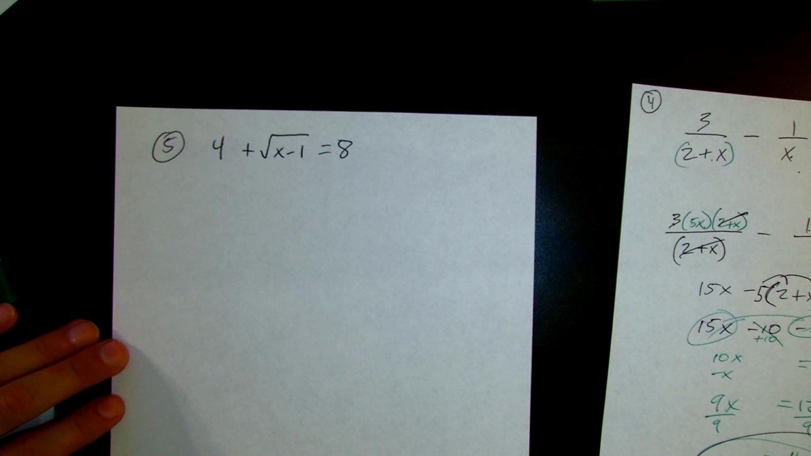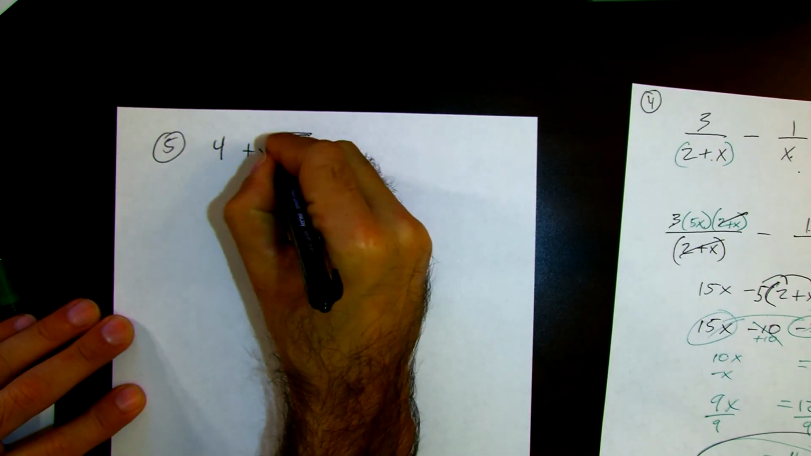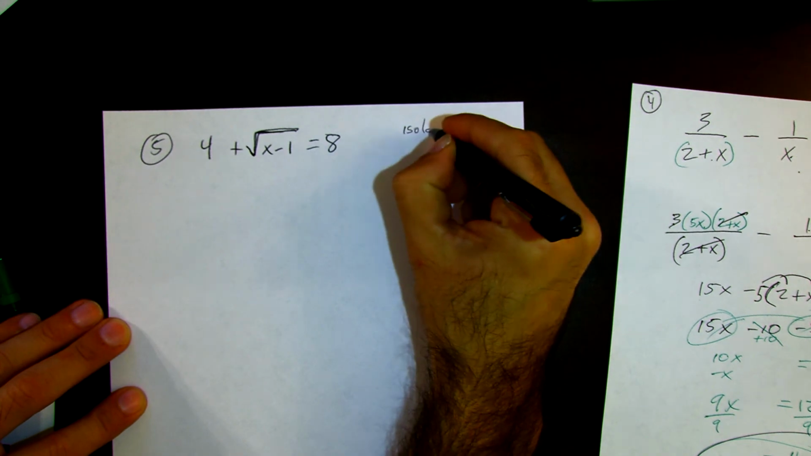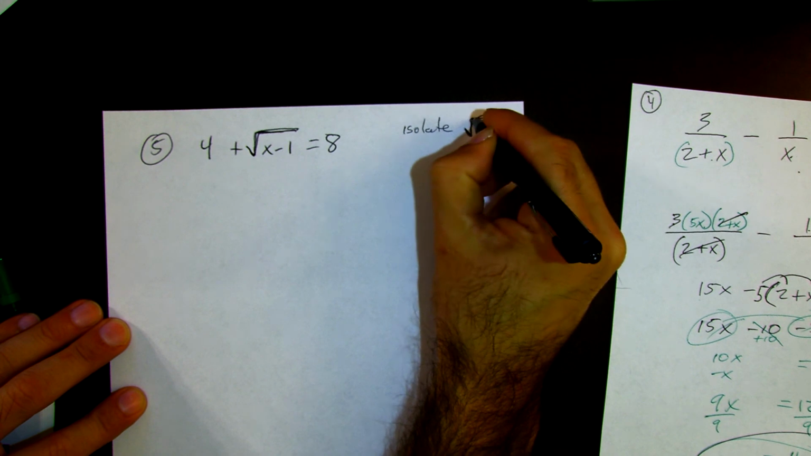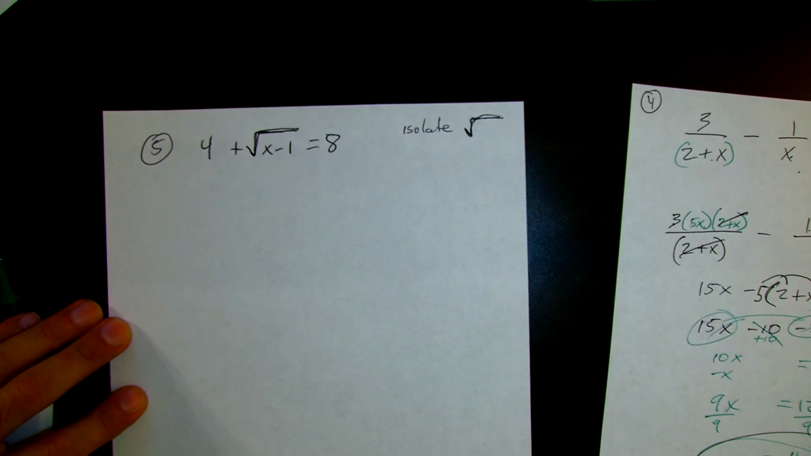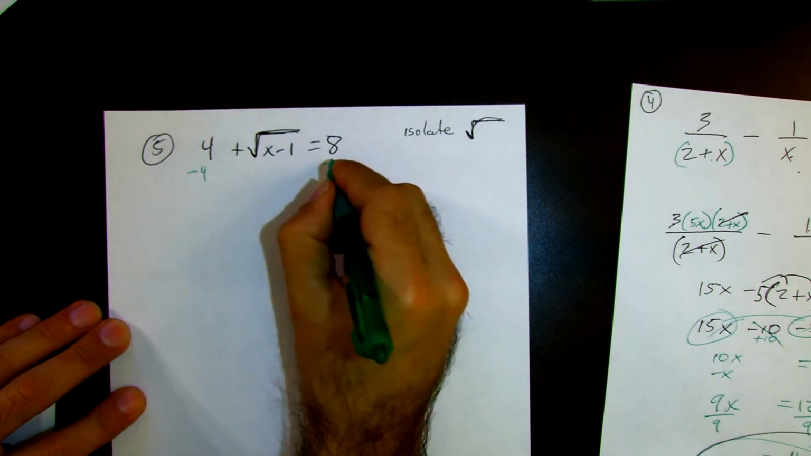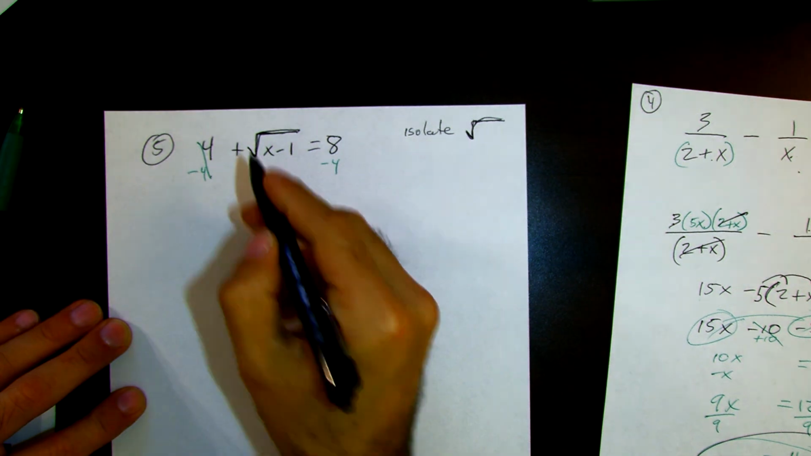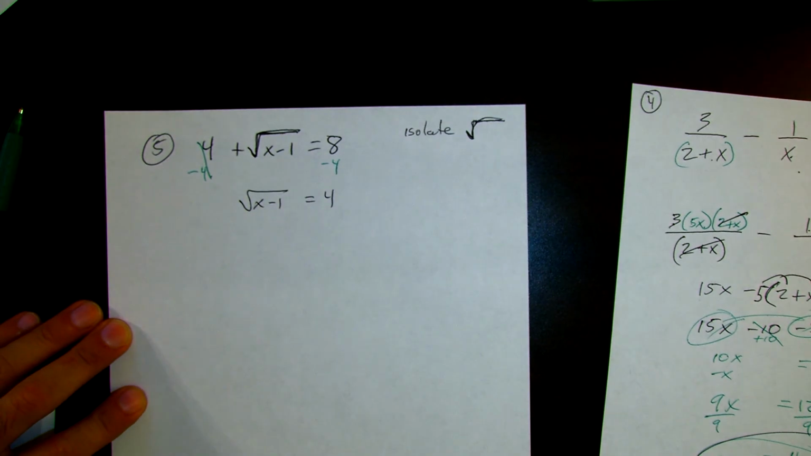All right, so this one is just solving radical equations. Here's our radical symbol. And the key here is, first we have to isolate the radical. Okay, we've got to isolate the radical symbol. To do so, how about I subtract 4? Right, that works, right? And now look, we have the square root of x minus 1 is equal to 4.